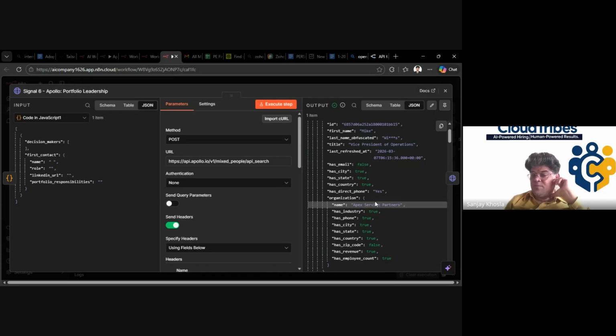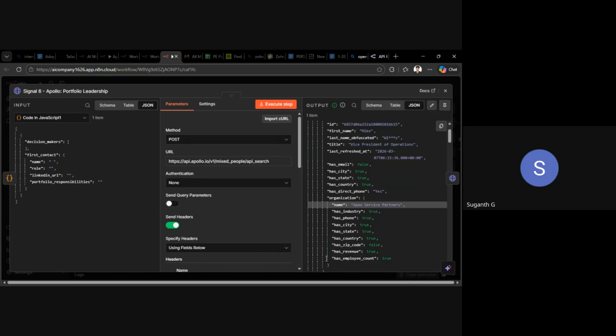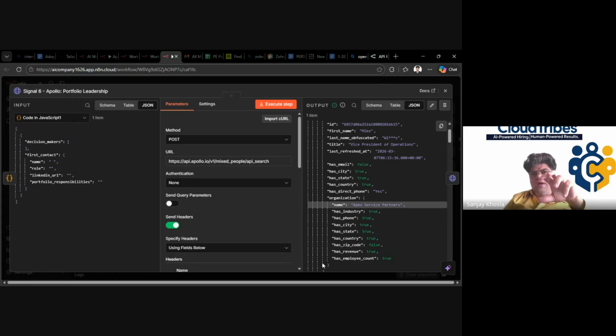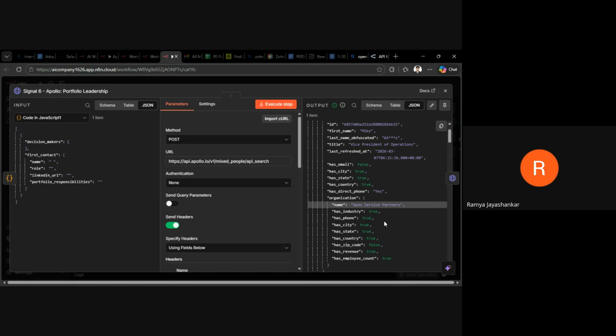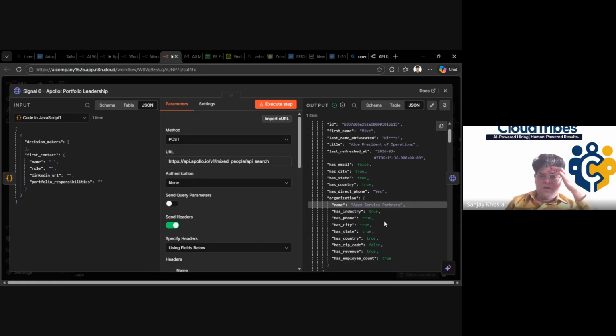Is Apex Service Partners the mother private equity firm, or is it a portfolio company? So come again, sir, you were breaking. Is it the whole portfolio or the company, the private equity firm? It's a portfolio company from Apline Investors. Got it. Okay, it's a portfolio company. Let's look at the next step.